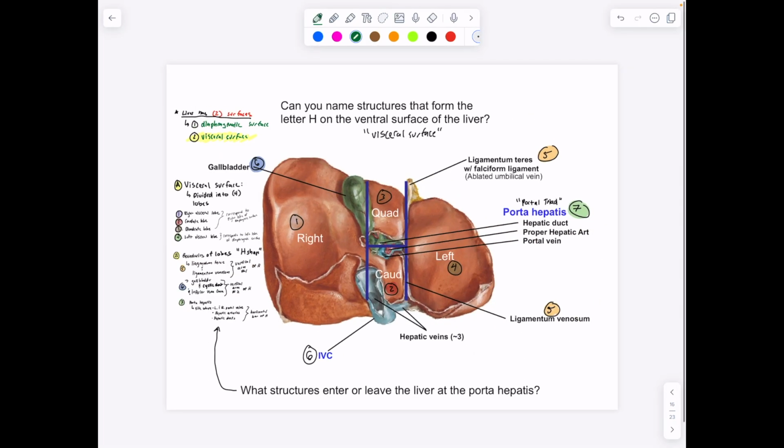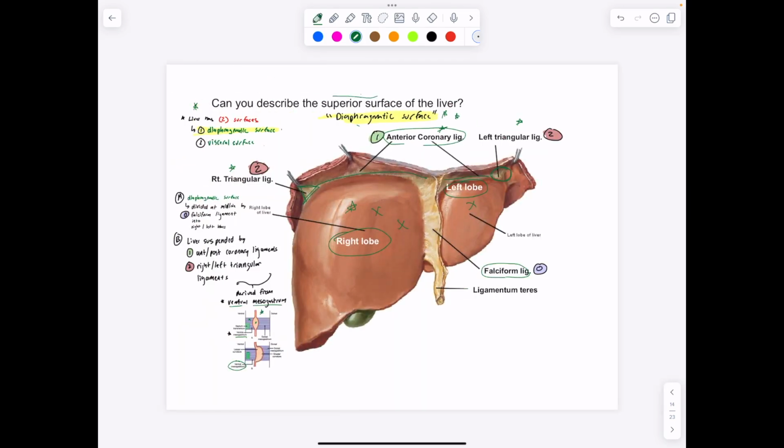All right, can you name the structures that form the letter H on the ventral surface of the liver? aka, we're finally on the visceral surface. Exciting. All right, so the ventral surface of the liver is divided into four lobes: the right visceral lobe, the caudate lobe, the quadrate lobe, and you can see that we have a vertical division here. All three of these lobes right here correspond to the right lobe of the diaphragmatic surface, which is this guy right here. So we're talking about this area.